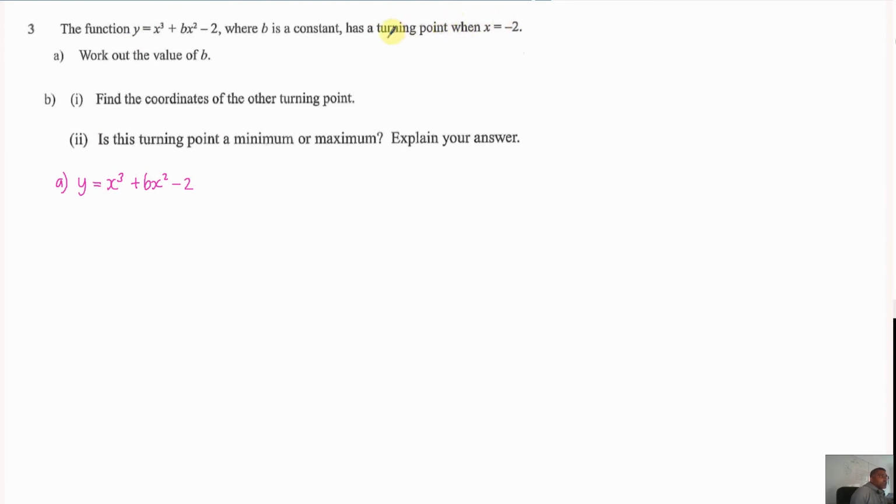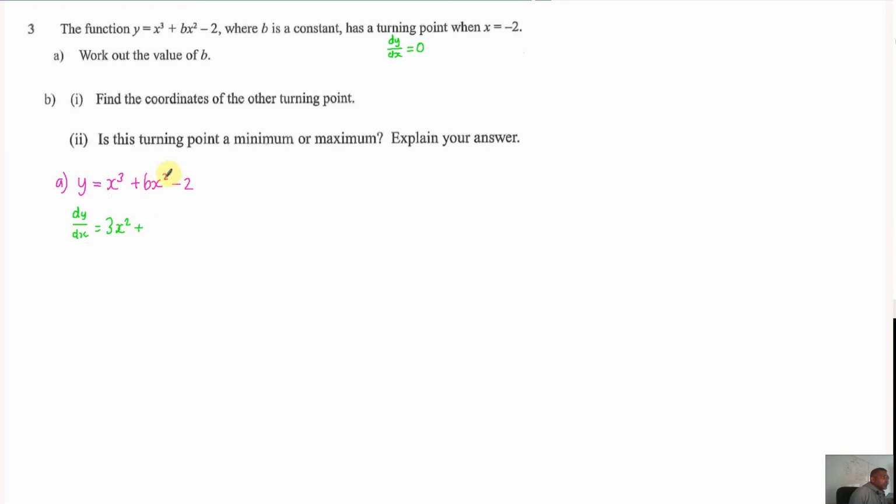What do we know about the turning point? We know here that dy dx, the gradient, is equal to 0. So let's work out our gradient for this part here. If y is that, dy dx will be 3x squared, so 3 times the coefficient, which is just 1 in this case, times x, and the power reduces by 1. Now in this case, we're going to get it in terms of b, which is fine for now.